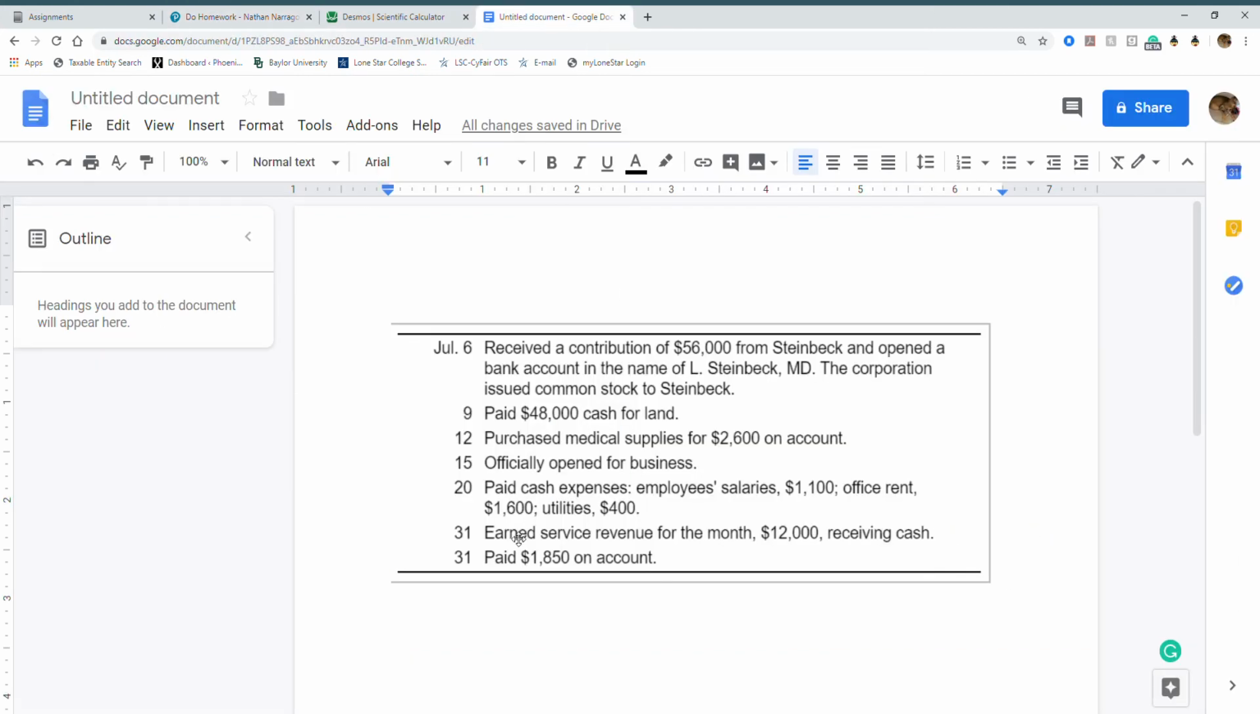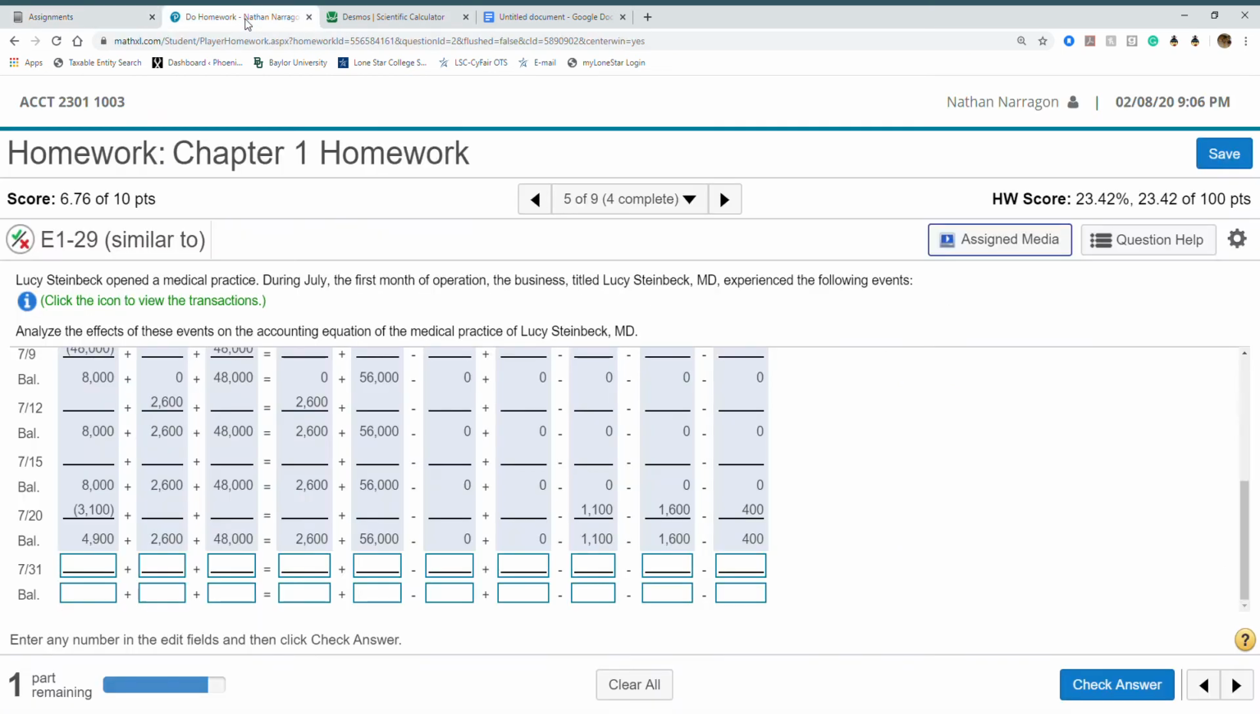So this one, we do earned service revenue for the month of 12,000 receiving cash. Well, of course, we performed the job. We earned money. So we earned 12,000. Service revenue is this one. Okay. Cash is going up by 12,000. This is a little bit easier math. 16,900. 2,600. We gotta have dividends coming up. I feel it. Dividends is coming. Go check.